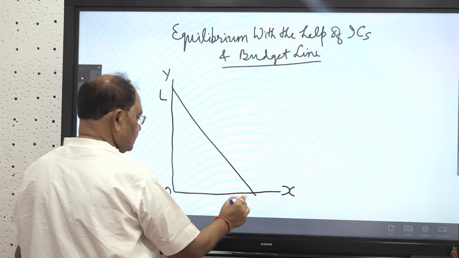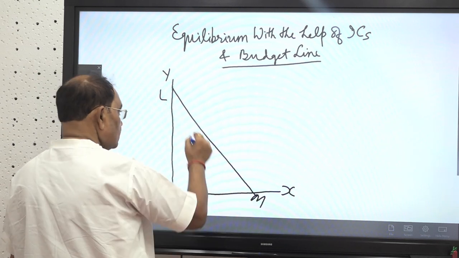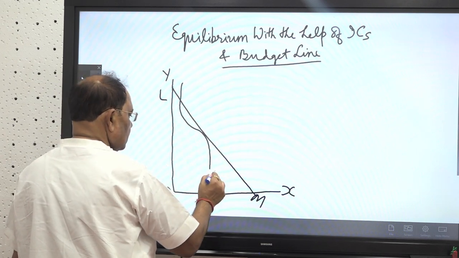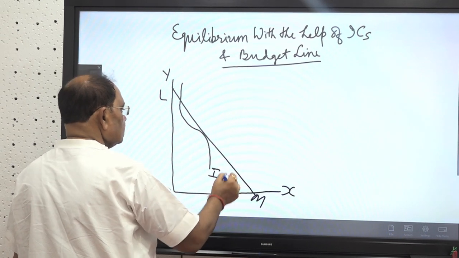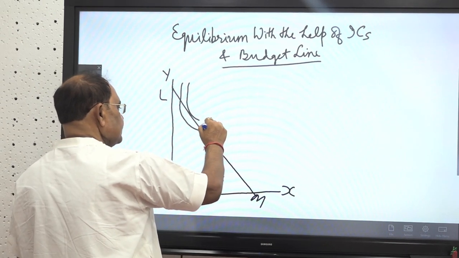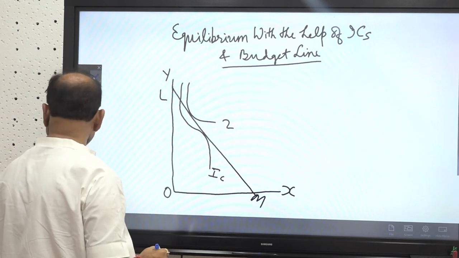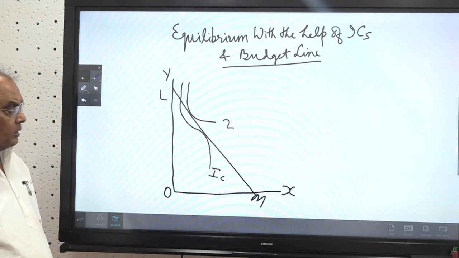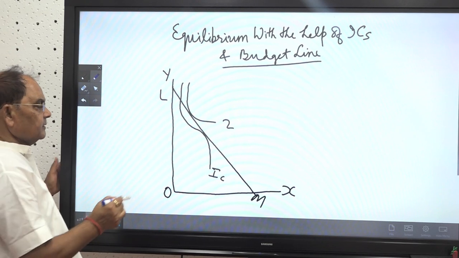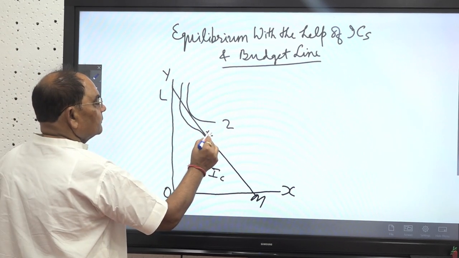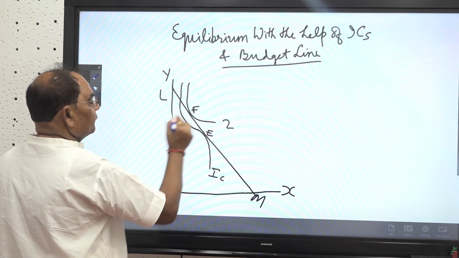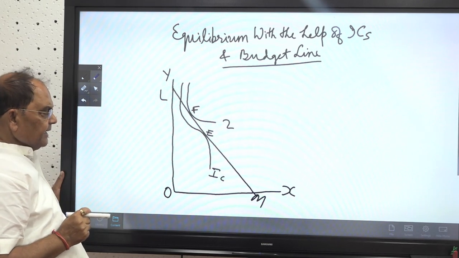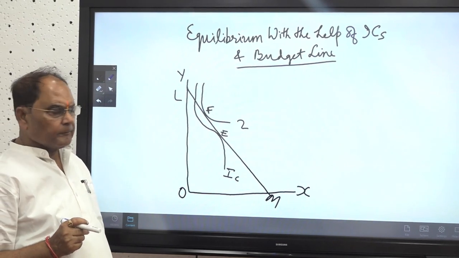Supposing this is a budget line LM, this is the indifference curve IC1, this is another indifference curve IC2. Now you must be noticing that two equilibriums are being created, one at E, another one at F. Of course, at this point G also, the budget line is touched by the indifference curve.